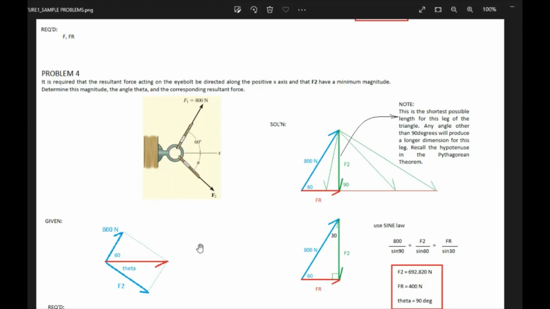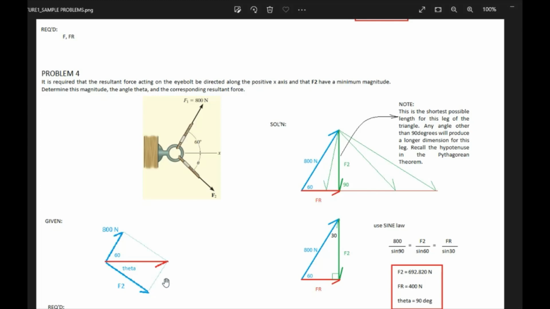Let's write the given. So, I drew the 800 Newton force and yung F2. From parallelogram law, okay, gumawa ko ng parallelogram, and ito yung naging resultant force FR. So, hindi ko lang nalagyan guys ng notation na F sub R dito. Ngayon, sabi kasi, dapat daw si F2, maliit yung value, minimum.